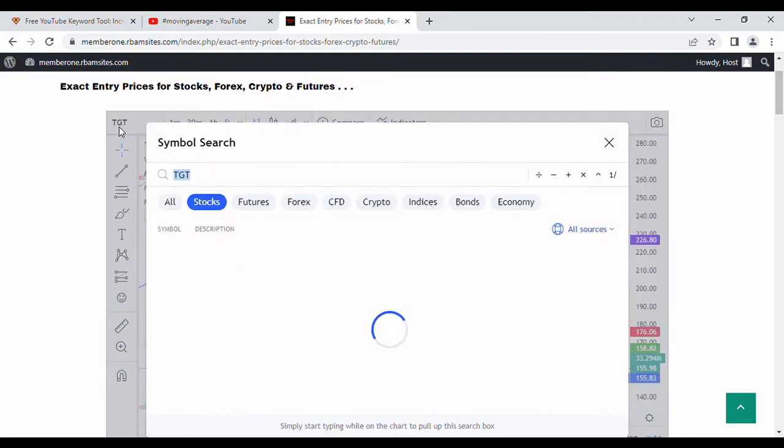So let's take a look real quick. If you're interested in some forex, let's see if we can find them.